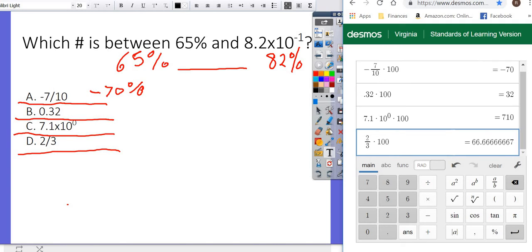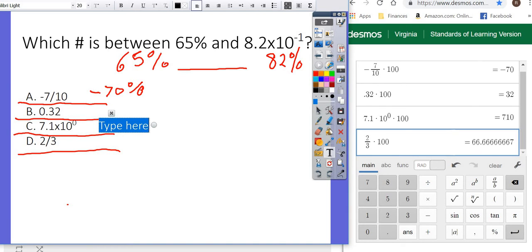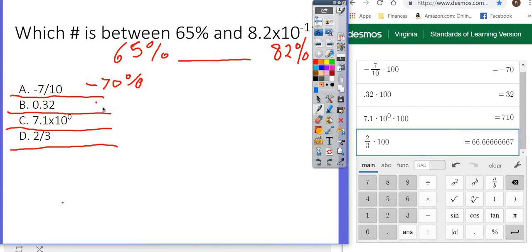I have negative 70%, which I had already written down. This is 32%, oops, I got to get my pen, I'm sorry about that. The next one is 710%. And the last one is 66.6%, and I'm going to go ahead and round that to 66.7%.